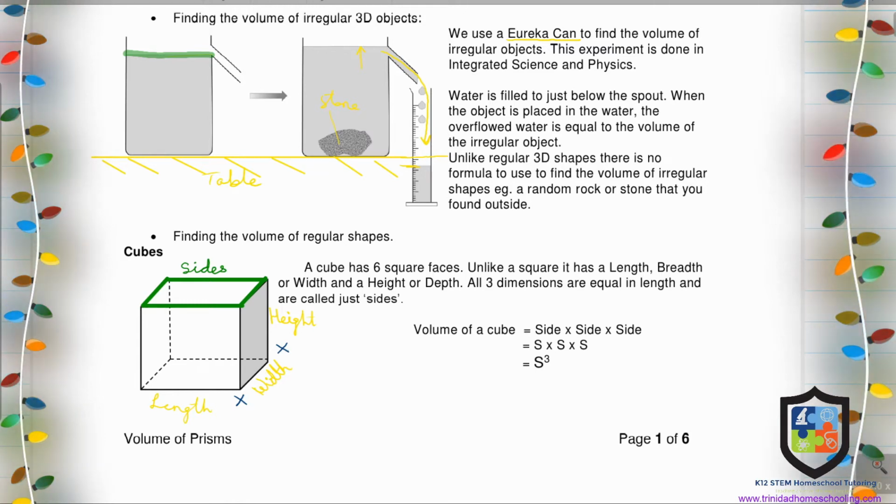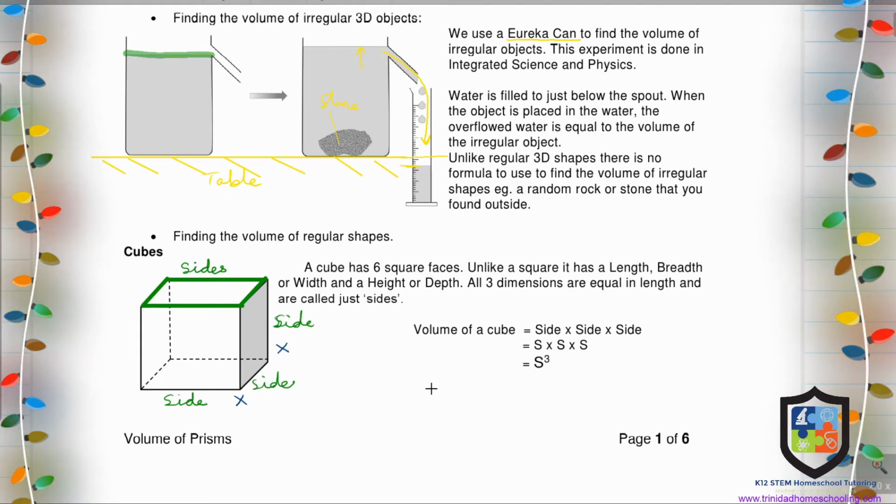Although it is a length, a width, and a height, specifically for a cube, we're going to call it side multiplied by side, because it's the same length. Or we could say side cubed, because it's the same value, so side cubed.